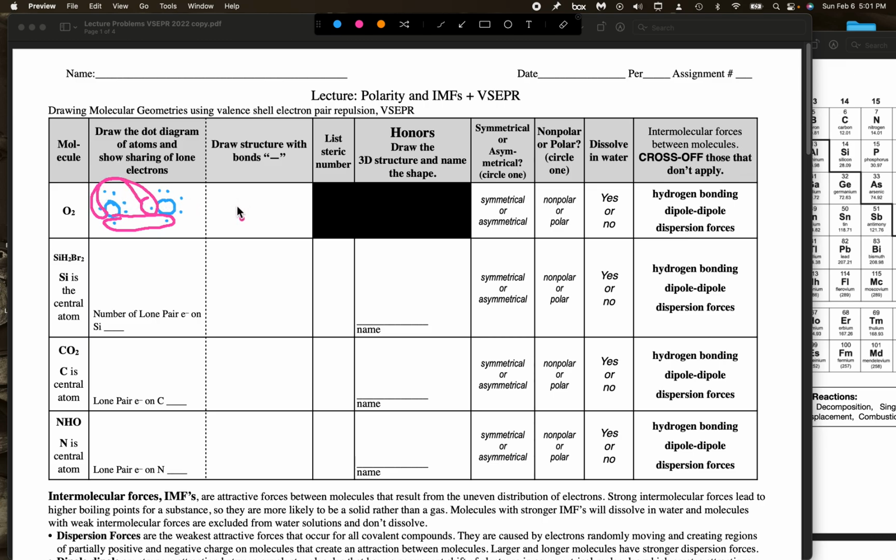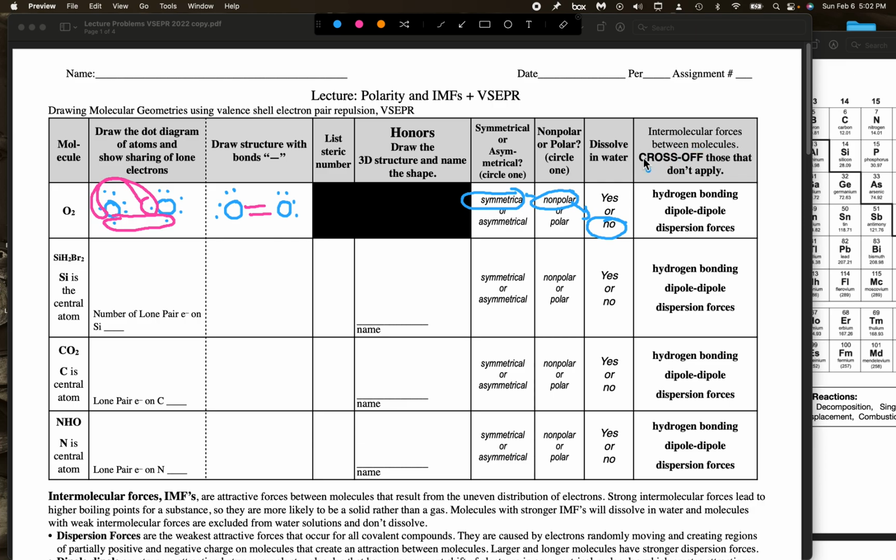So what we have is my oxygen, and remember each of the loops represents a bond, and I move the non-bonded pairs out of the way. This is the same on both sides. That makes it symmetrical. Since it was symmetrical, it's nonpolar. Since it was nonpolar, it doesn't dissolve in water.